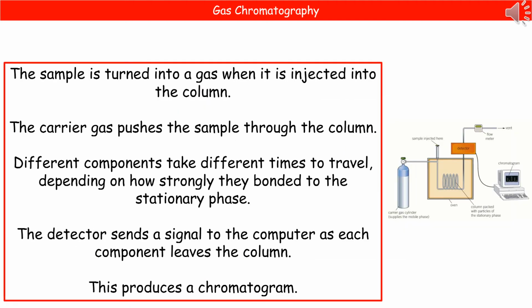The second type of chromatography is gas chromatography. So we turn the sample into a gas when we inject it into the column. We use a carrier gas to push it through, which is an unreactive gas. Then different components will take different times to travel through the stationary phase, which is the particles in that little coil there. What we find is that it is then picked up by the detector as it gets to the other side, and that detector sends a signal to the computer as each component leaves the column, and we get a chromatogram on our computer screen.